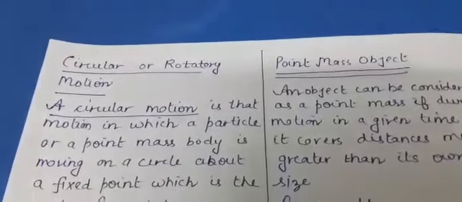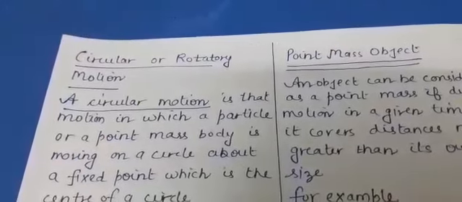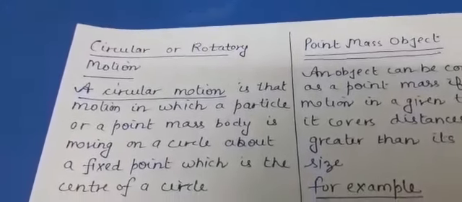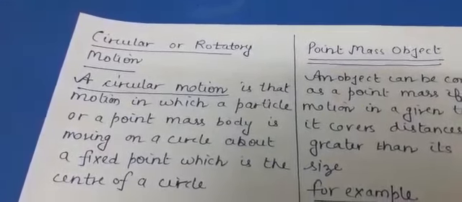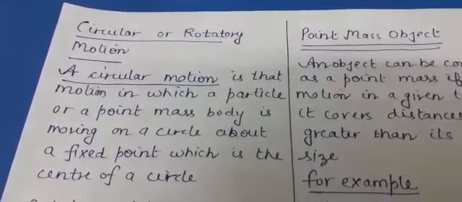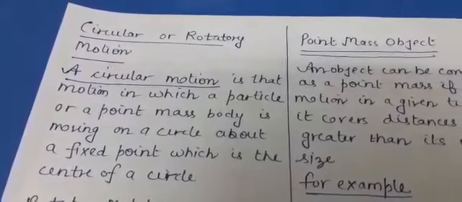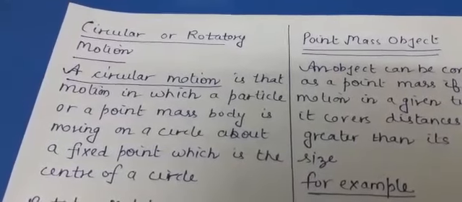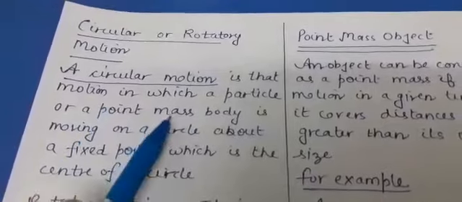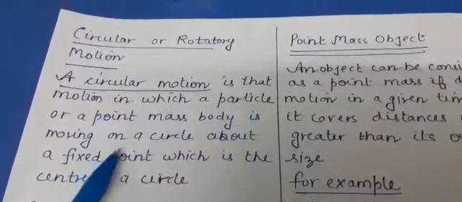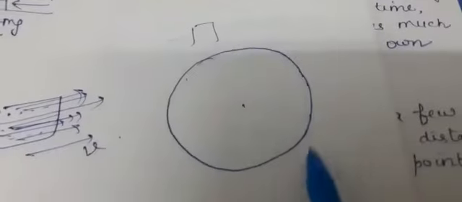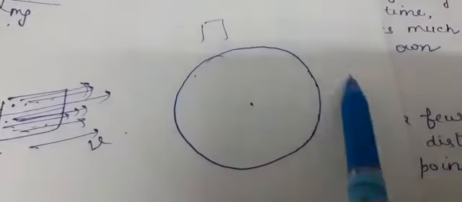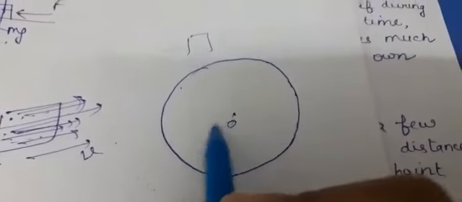Now, next is circular or rotatory motion. Circular motion: suppose you can imagine that you have a park with a circular periphery. When a person is moving on that circular periphery, the motion is said to be circular motion. Circular motion is that motion in which a particle or a body is moving on a circle about a fixed point, which is taken as the center of the circle. You can see here, this is the periphery, the path on which a person or a body can move, and this is a fixed point with respect to which it is moving.